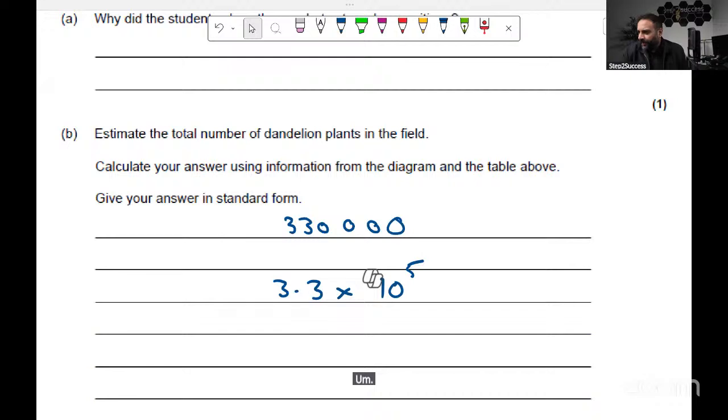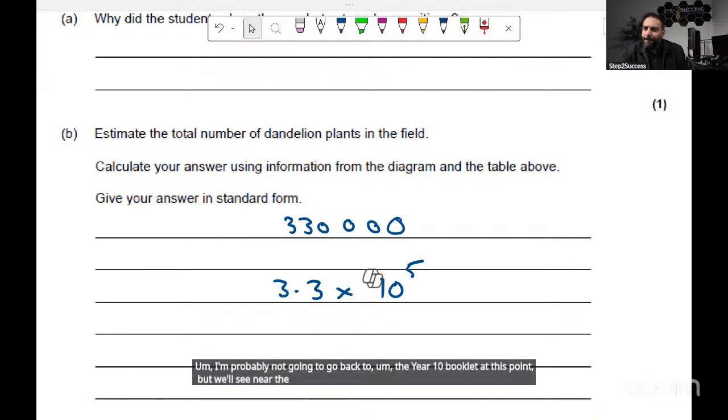I'm probably not going to go back to the year 10 booklet at this point, but we'll see near the end. How many verbal questions will we get? There's about 3 per science, I think. There's like 3 biology ones, 3 chemistry ones, 3 physics ones, something like that.